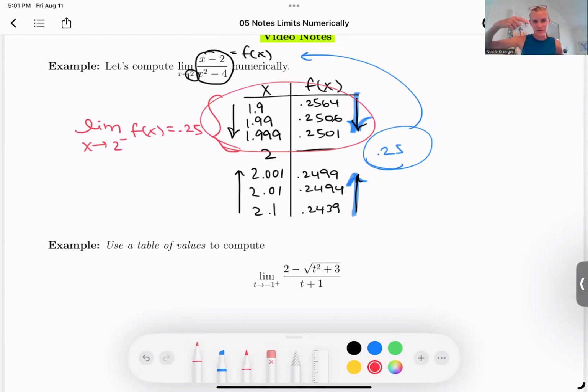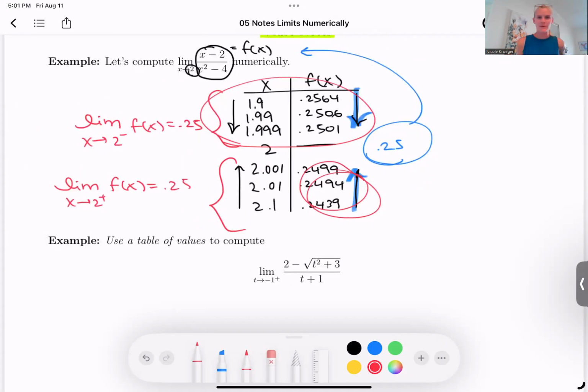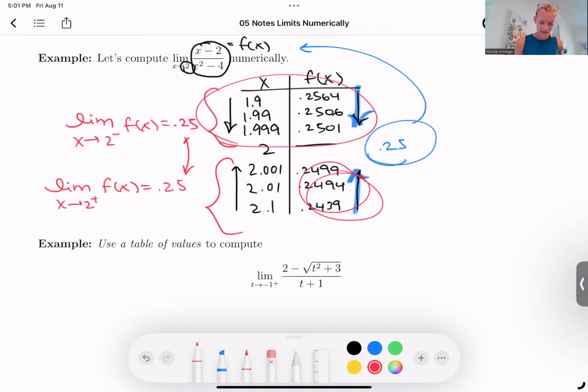And that's because those are the numbers that are less than 2. And then this half is telling us that the limit as x approaches 2 from the right, that's from the right because the 2.001 are bigger than 2, that this limit from these numbers over here is also 0.25. And from last class, we saw that since the left and right hand limits match up, our overall limit is also 0.25. Okay.